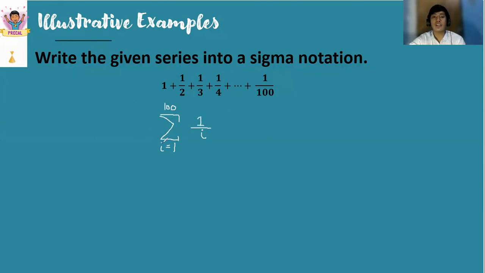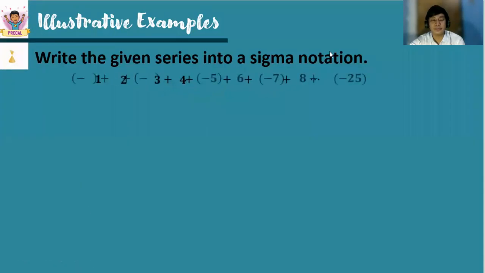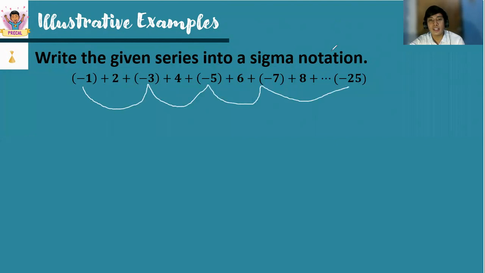So this is now the summation notation representing our given series. Let's have another example. What if we have -1 plus 2 plus -3 plus 4 plus -5 plus 6 plus -7 plus 8 and so on up to -25? Notice that there are alternating signs in here.